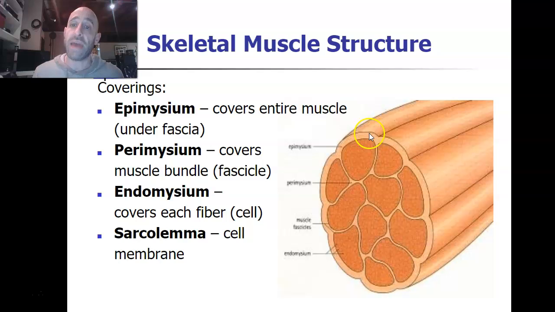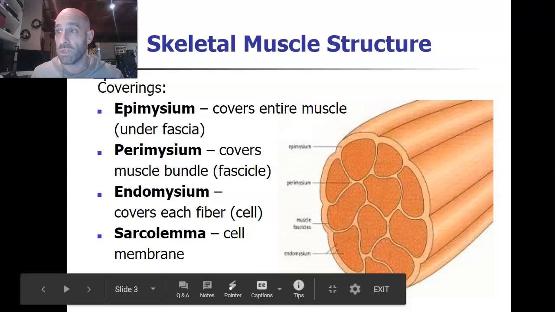And then underneath that layer, you have bundles of muscle. Muscle actually gets bundled together in these things called fascicles. Think of these fascicles as individual bundles of muscle fibers within a muscle. This would be one fascicle here. This would be one fascicle here. And there's a membrane surrounding those called the perimysium. And then finally, each individual muscle cell, which is a fiber, is covered by its own layer called the endomysium. And underneath that is what is called the sarcolemma.